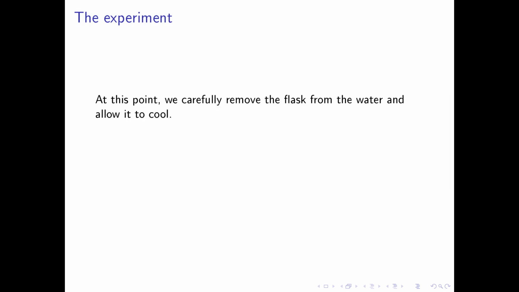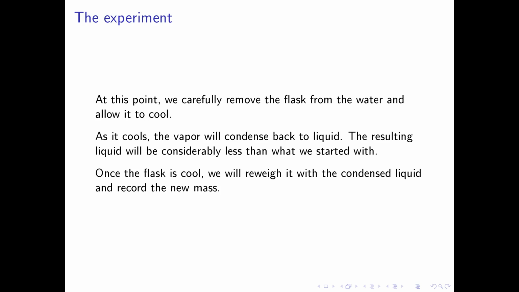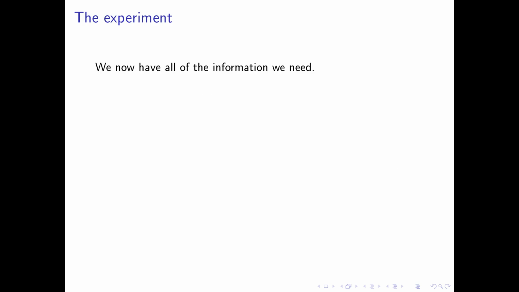At this point, we carefully remove the flask from the water and allow it to cool. As it cools, the vapor will condense back into liquid. The resulting liquid will be considerably less than what we started with. Once the flask is completely cooled to room temperature, we will reweigh it with the condensed liquid and record the new mass in our notebook. We now have obtained all of the information that we need to finish the calculations.